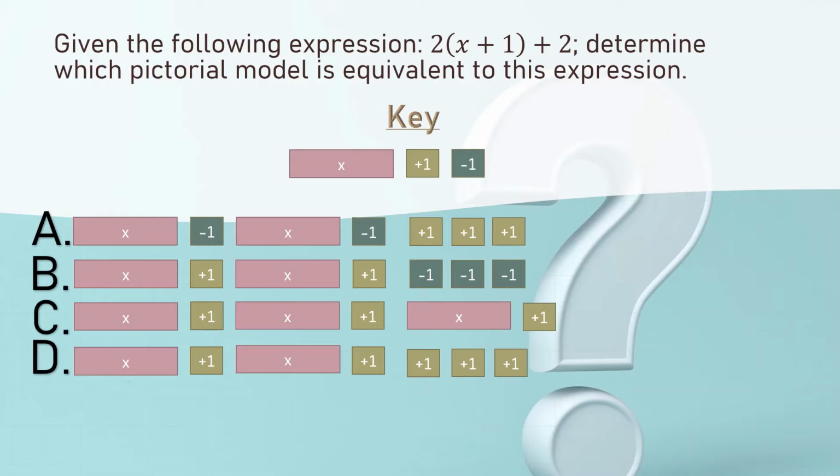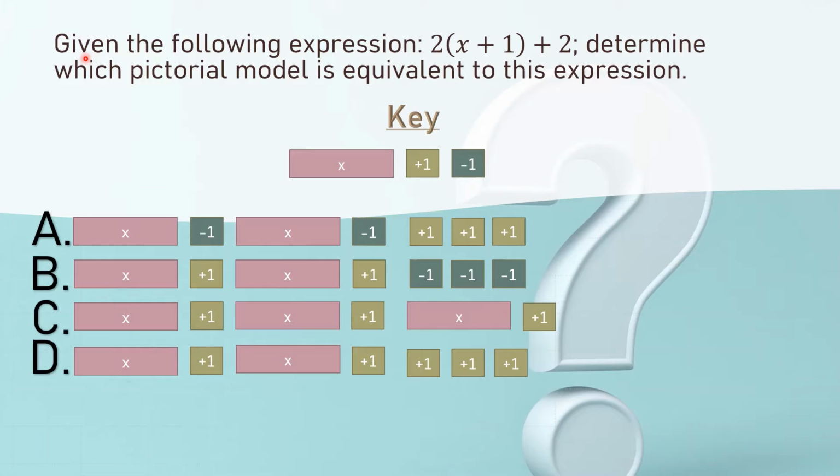Our key is telling us that the long rectangular shape will represent x. The light green square will represent a positive 1, and the dark green will represent a negative 1. And we have 4 answer choices that we must choose from.